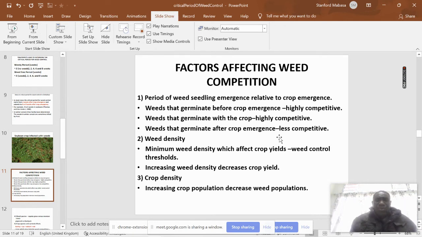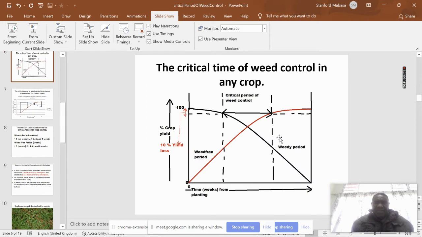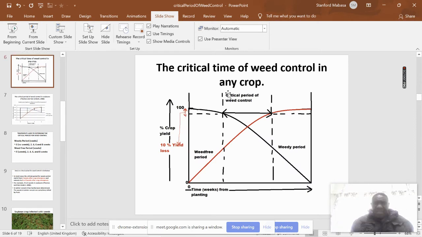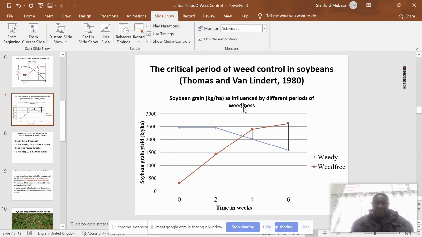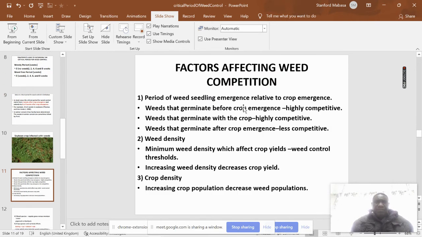Now we want to look at the factors which can affect weed competition or which can affect this period. We are saying in Zimbabwe, it stretches from 2 weeks up to 6 or 8 weeks. So we want to find what can actually affect its length. Number one, period of weed seedling emergence relative to crop emergence.